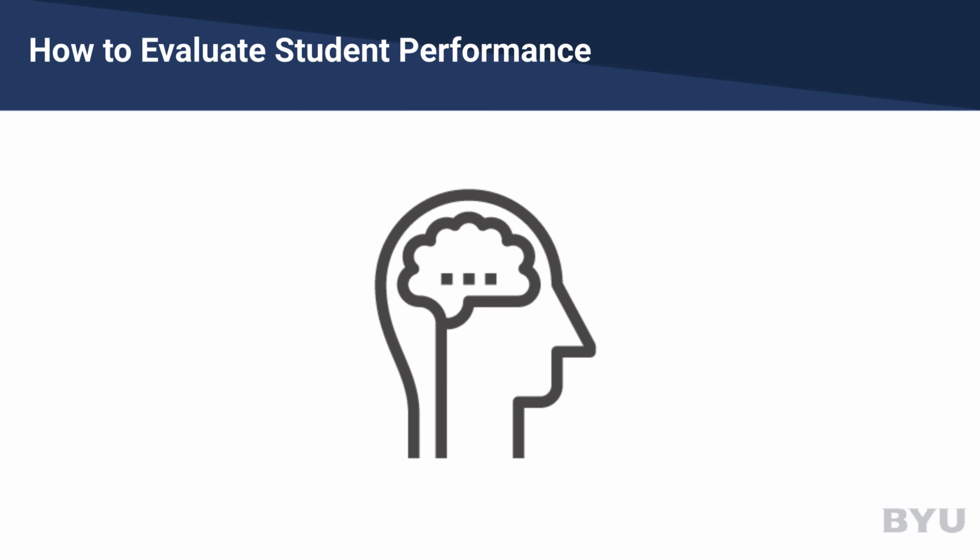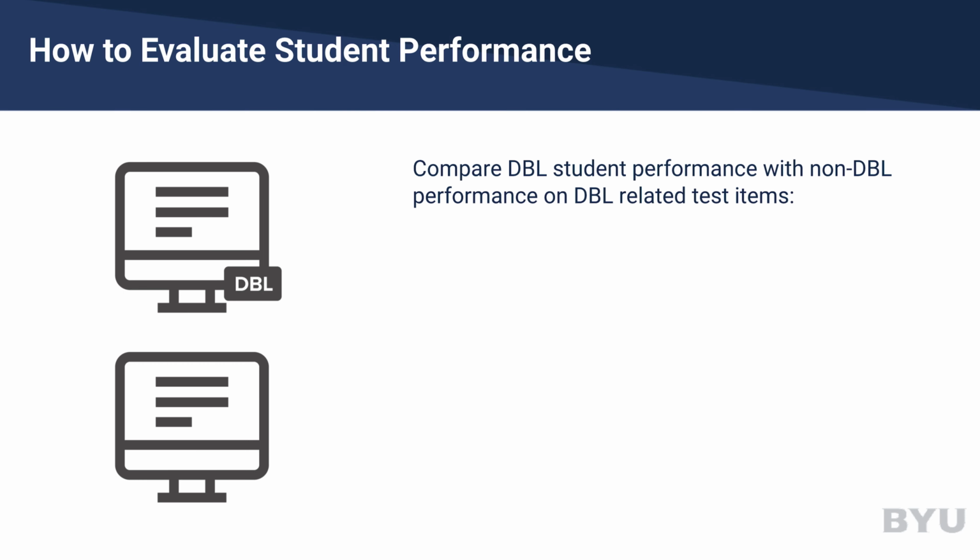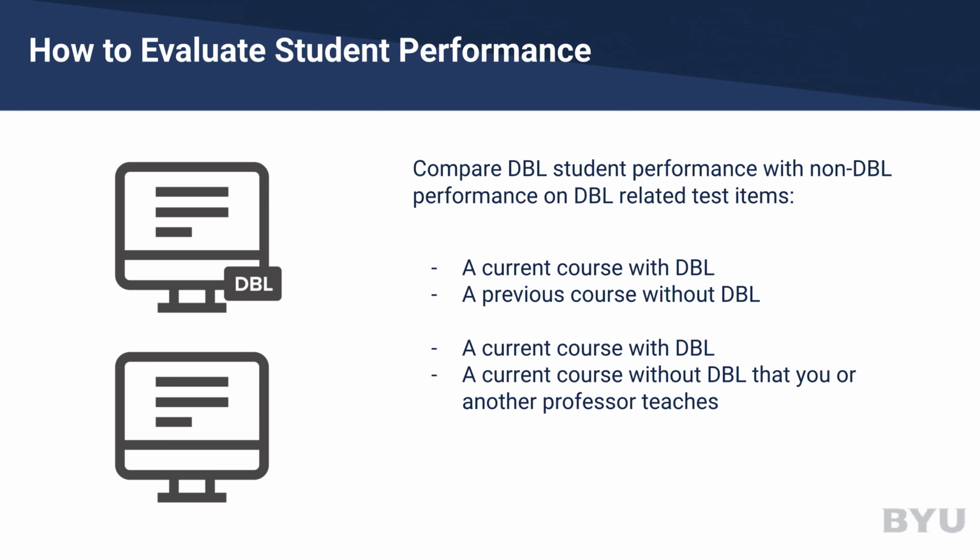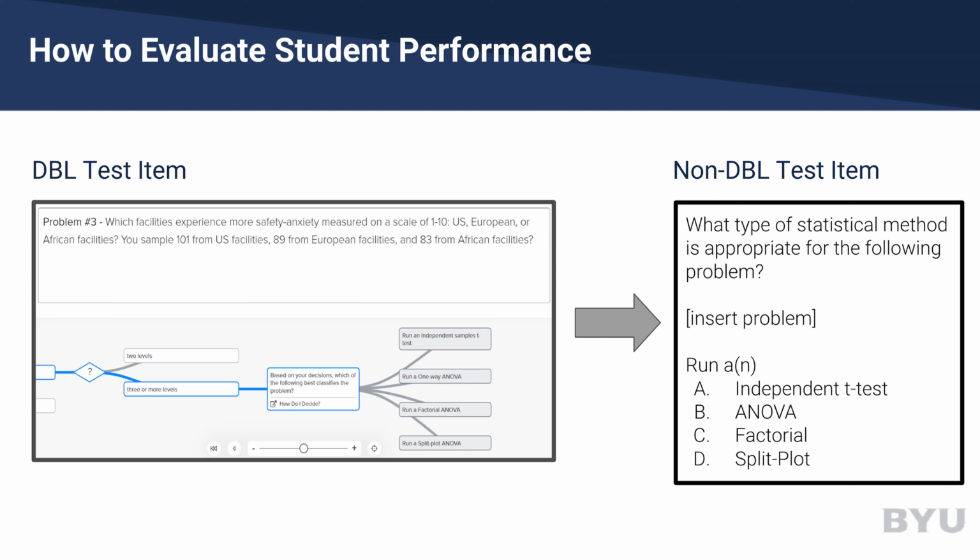How to evaluate student performance. Compare DBL student performance with non-DBL performance on DBL-related test items. This can be done by comparing a current course with DBL to a previous course without DBL. You could also compare a current course with DBL to a current course without DBL that you or another professor teaches. Here's an example of a DBL test item compared to a non-DBL test item.